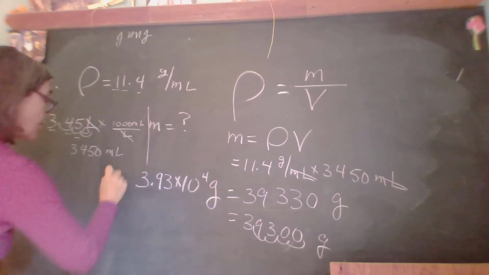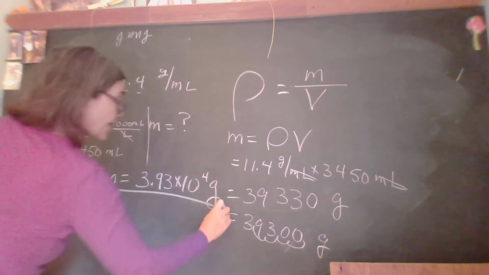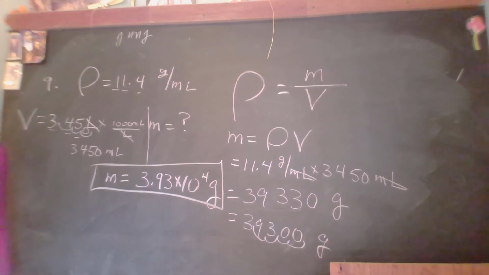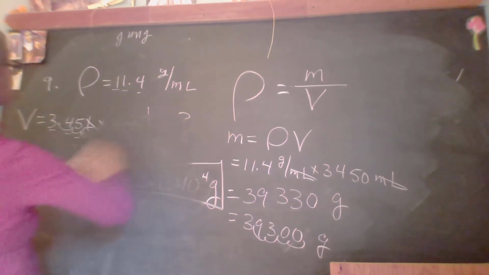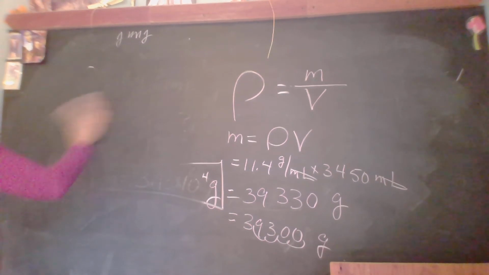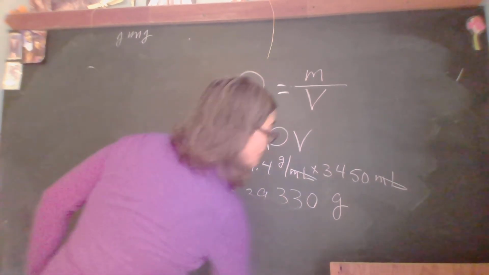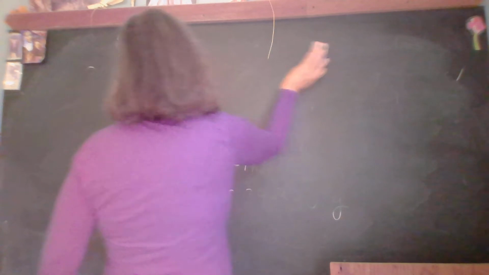So the mass is equal to 3.93 times 10 to the 4th grams. Most excellent. Now we're going to do number 10 on to the end here. This is again a density problem. It is your density. Go ahead. Gold has a density of 19.3 grams per cc.